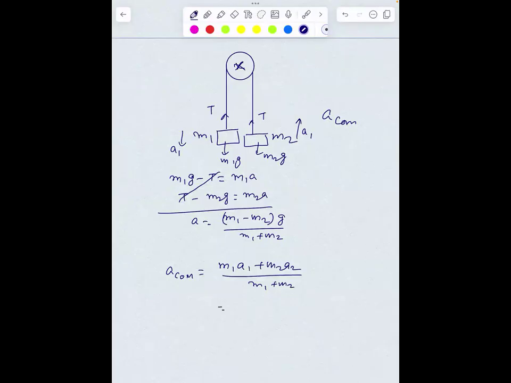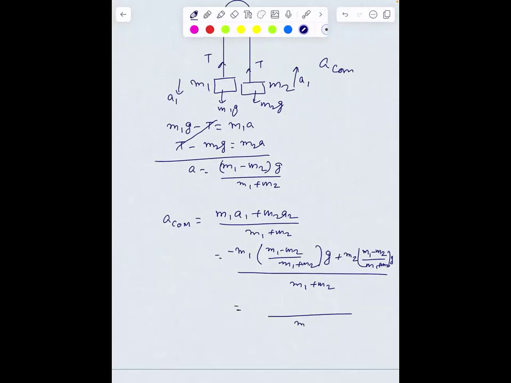Now M1 is M1. A1 I'll write for this. If I'm taking this direction negative, so I'll write minus M1 minus M2 upon M1 plus M2 into G plus M2 into A2. A2 is the same as like this. M1 minus M2 divided by M1 plus M2 into G divided by M1 plus M2. Now, if you simplify it, in the denominator it will be M1 plus M2 whole square, and in the numerator minus M1 M2, and on the right side M1 M2 plus.